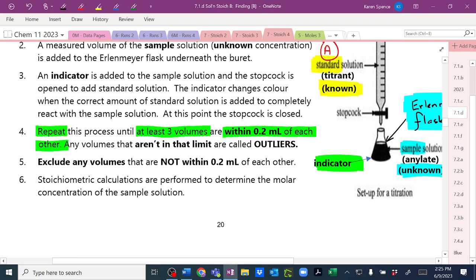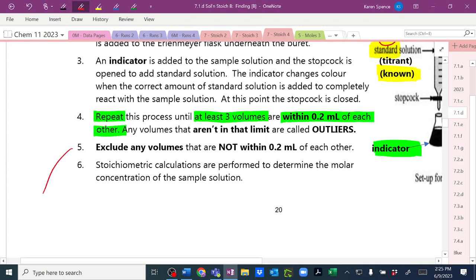Any volumes that are not within that limit are the outliers, and when we do our calculations, we're going to exclude any volumes that are not within 0.2 mils of each other. We will exclude the outliers.